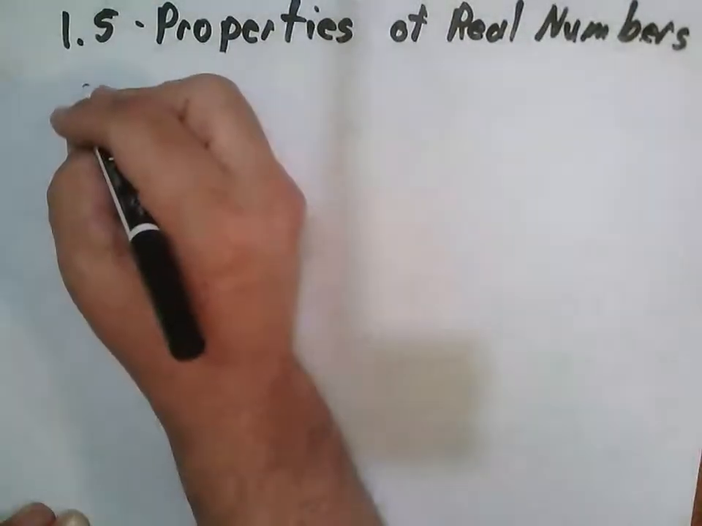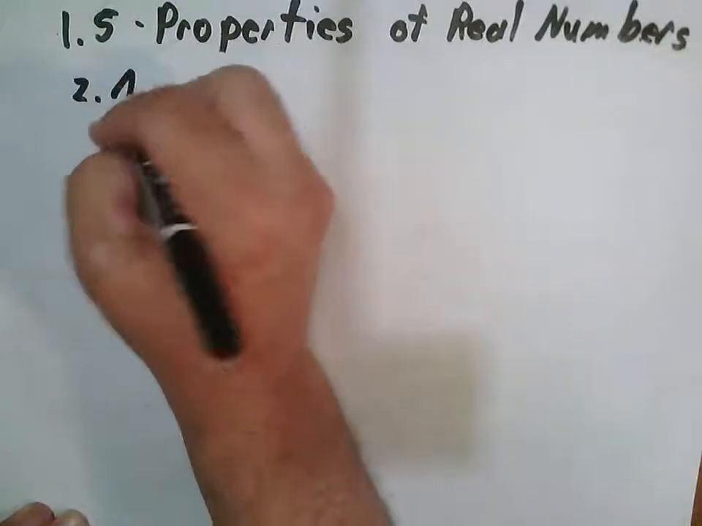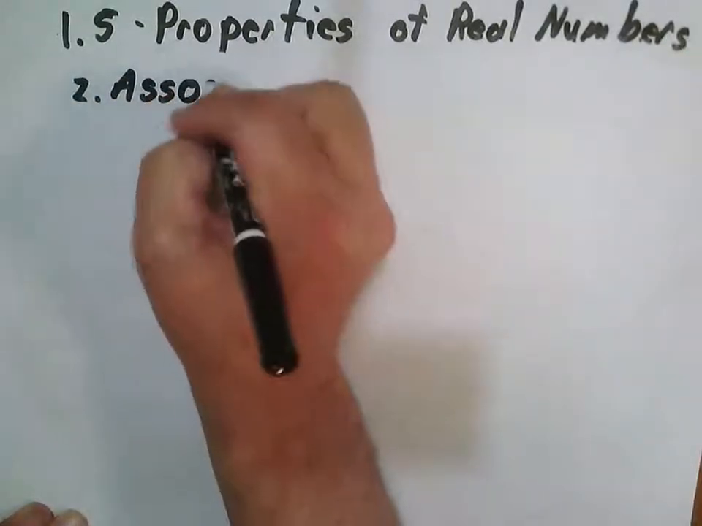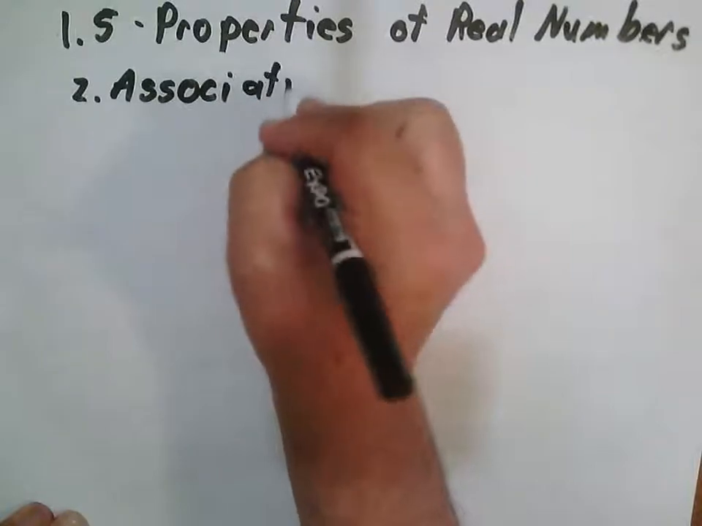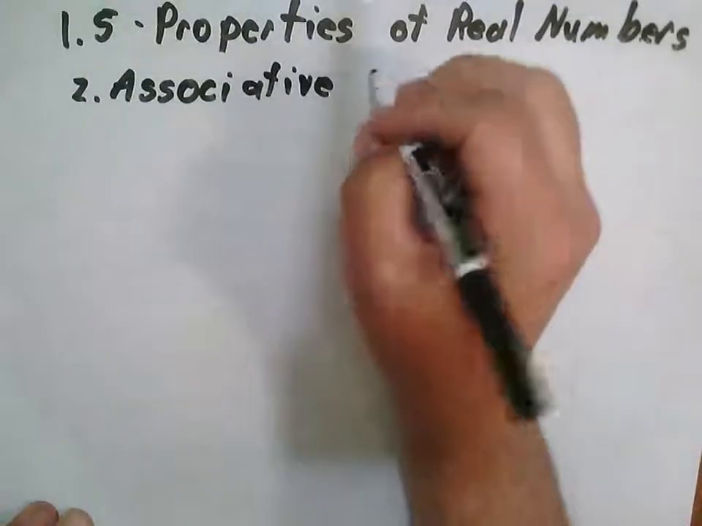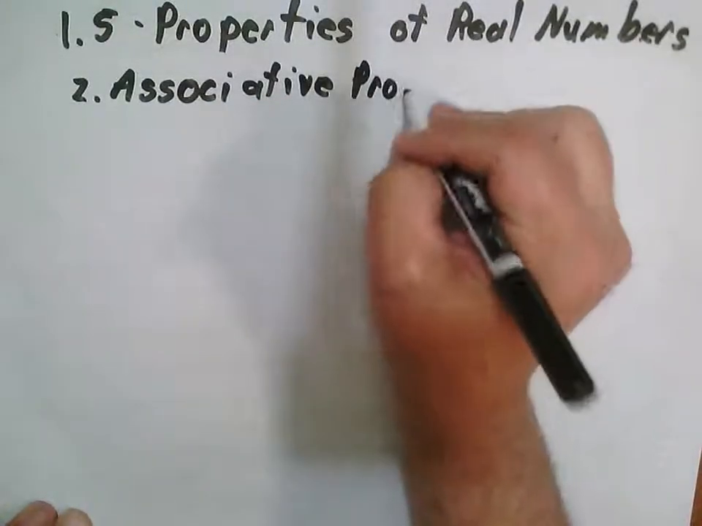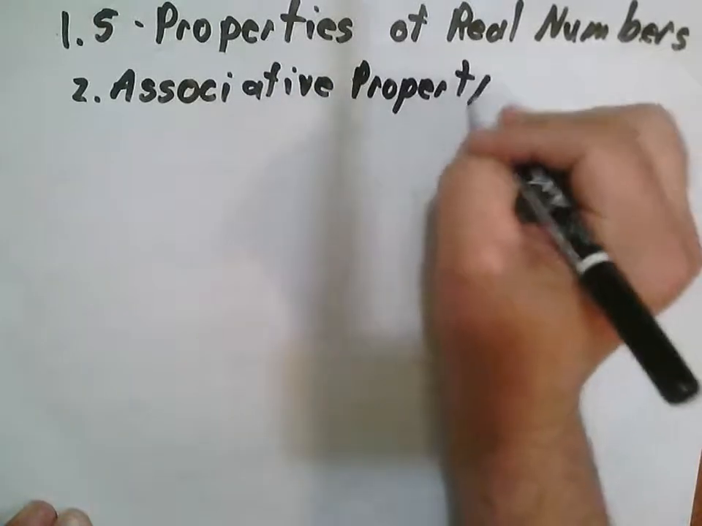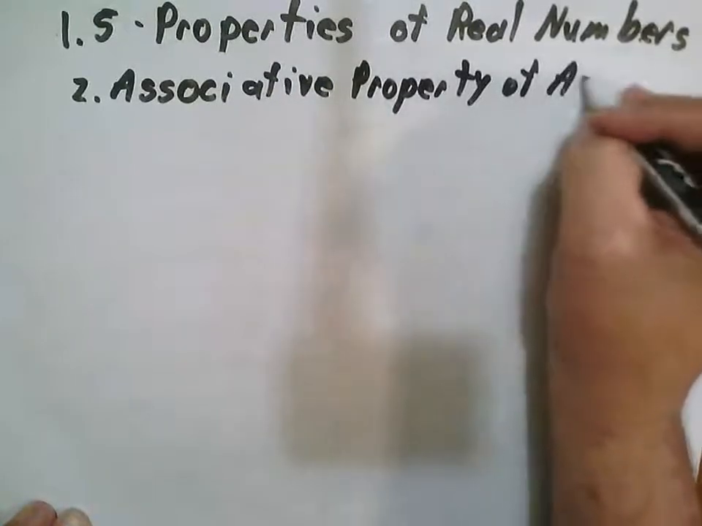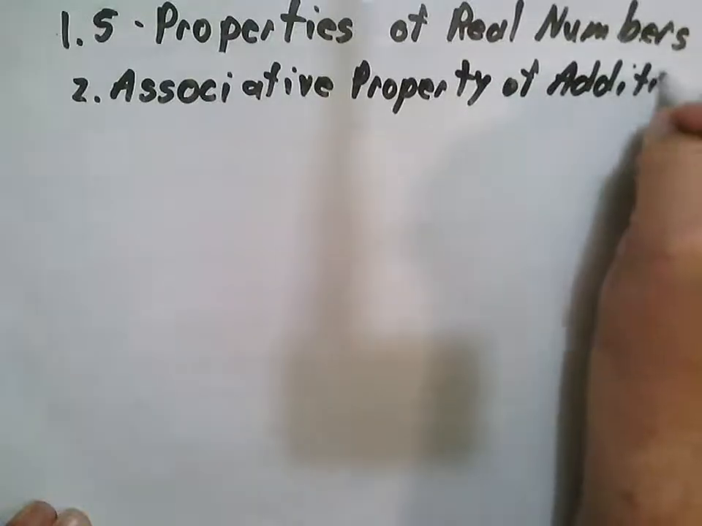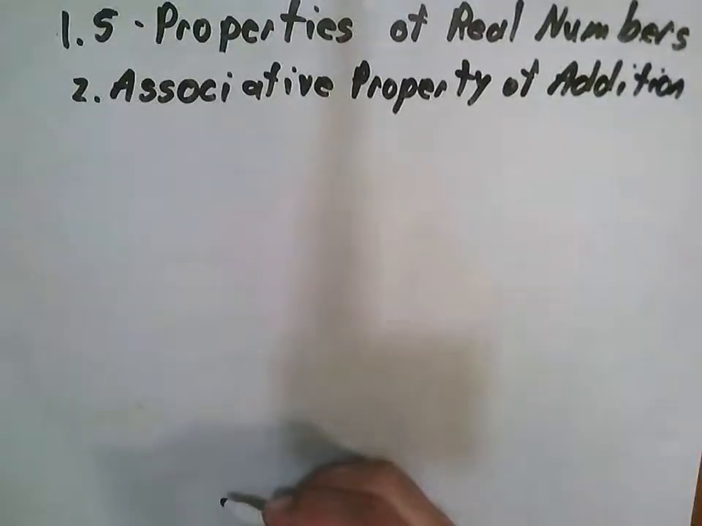The next property that we have is just called the associative property. And I'm sure you're familiar with these, maybe not with the terminology, but the associative property of addition. And the reason why, like I said, that these properties are important is because it allows you to solve problems and move things around. So basically what this is telling you is that changing the order of the numbers in a sum will not change the result.